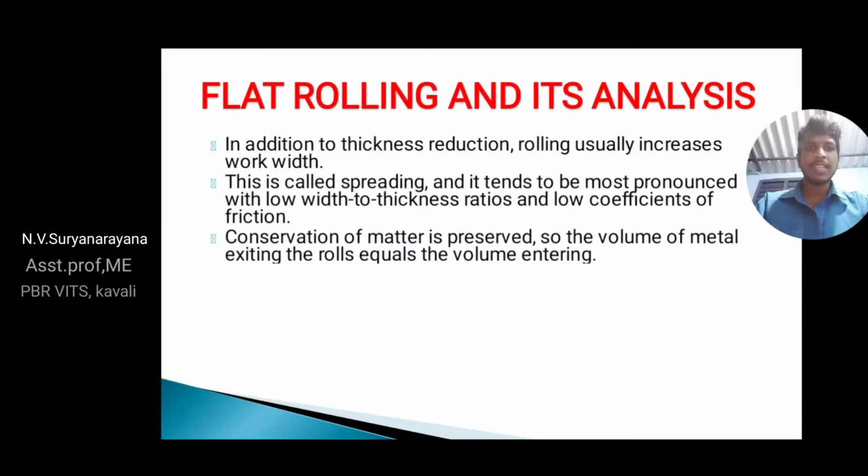After that, in addition to thickness reduction, rolling usually increases the working width. That is called spreading. It tends to be most pronounced with a low width to thickness ratio. Conserving matter, the volume of metal exiting the rolls equals the volume entering. The volume includes thickness, width and length before and thickness, width and length after: T0, W0, L0 equals Tf, Wf, Lf.